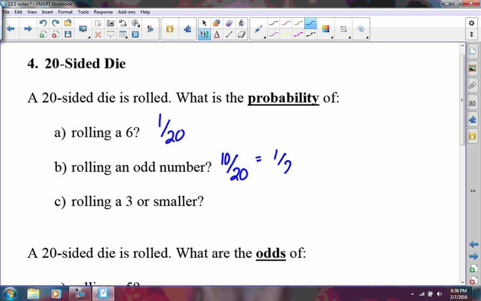There we go. And then for rolling a 3 or smaller, you could roll a 1 or a 2 or a 3 to satisfy that. So there's 3 possibilities out of the 20.